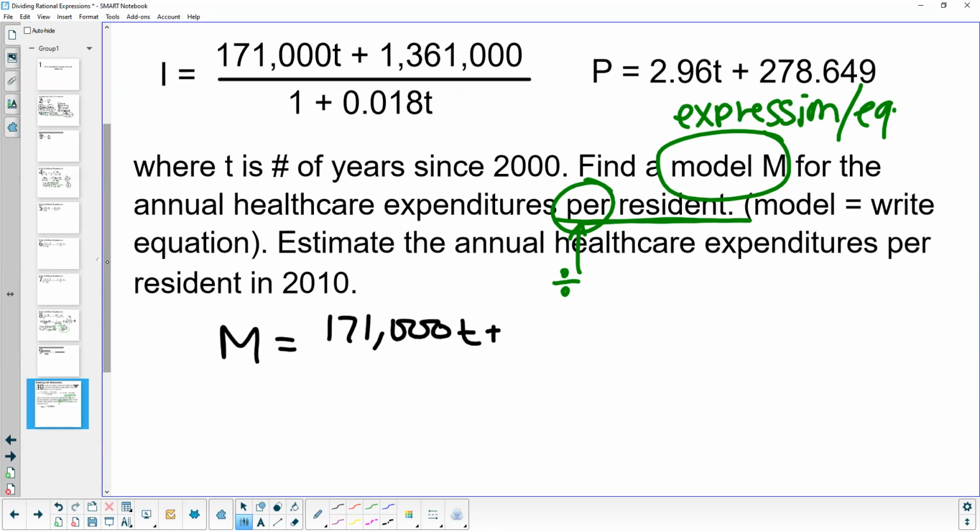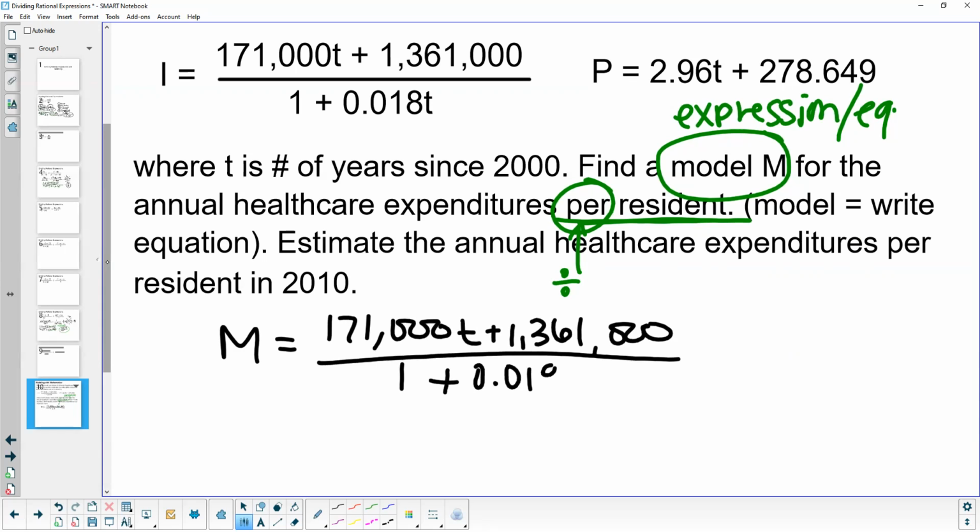171,000 T plus 1,361,000 divided by 1 plus 18,000 T. And we want to divide that, because we're taking the total amount of income and dividing it by the number of people, 2.96 T plus 278.649. Woof.